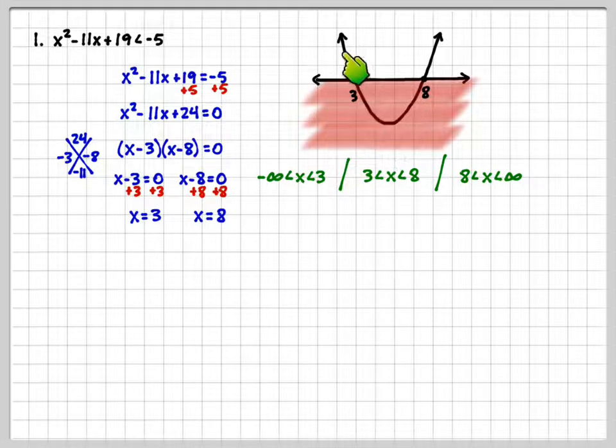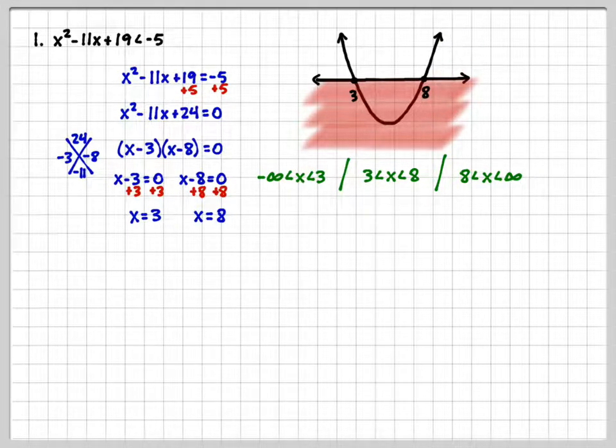Now notice there are 3 parts to this parabola. 1, 2, 3. It will always look like that. It will always be -infinity to the first point of intersection, then the first point of intersection to the second point of intersection, then the second point of intersection to infinity.